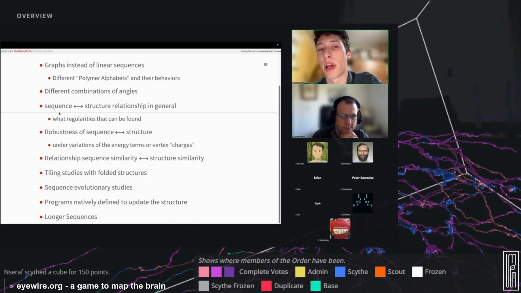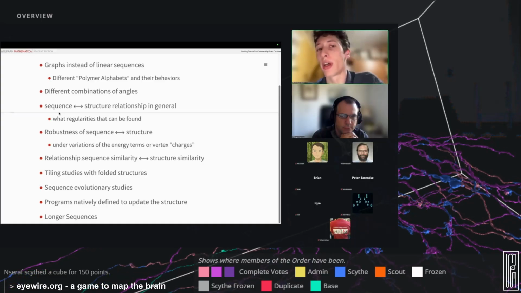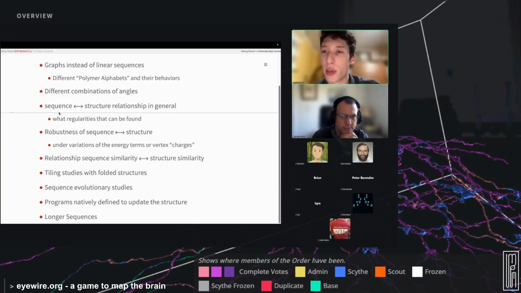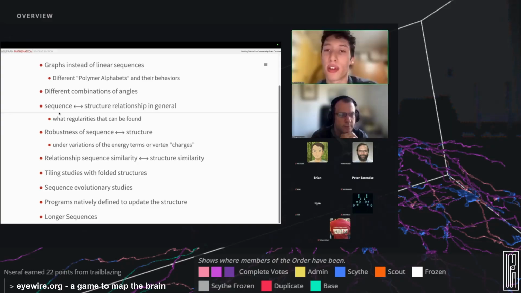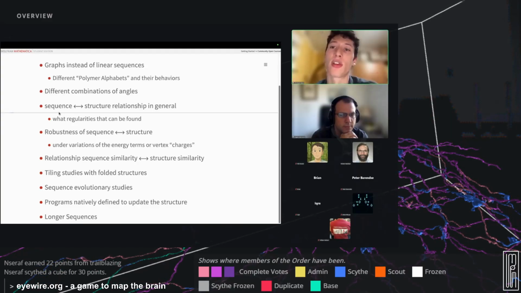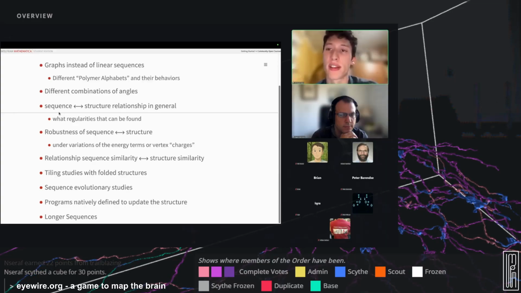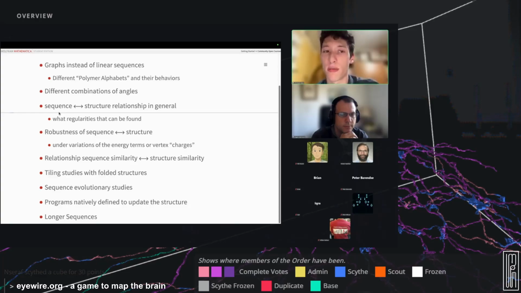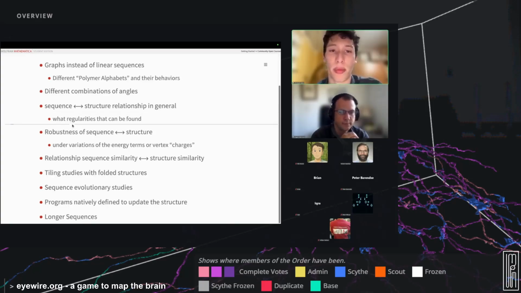So for example, one thing would be, can you define certain sequence motifs, right? So you just take a certain subsequence, you put it into different contexts, and you look at how often it forms the same lowest energy arrangement, right? Then in general, the kind of robustness.